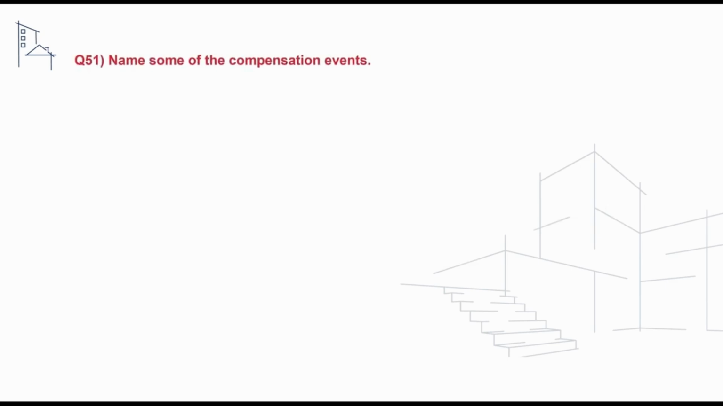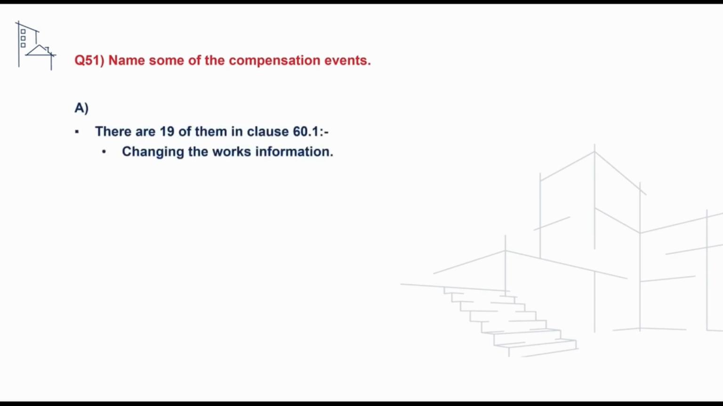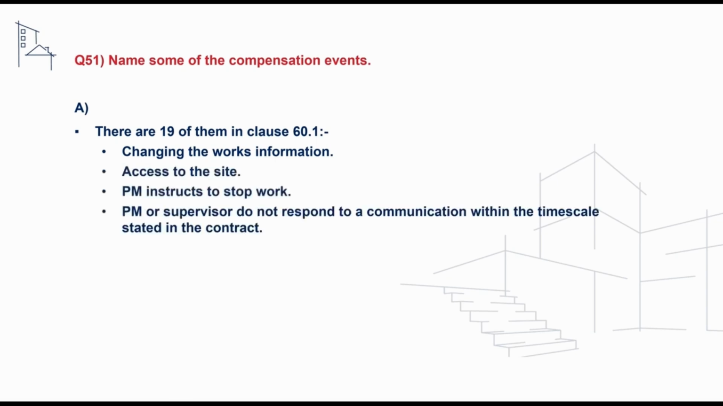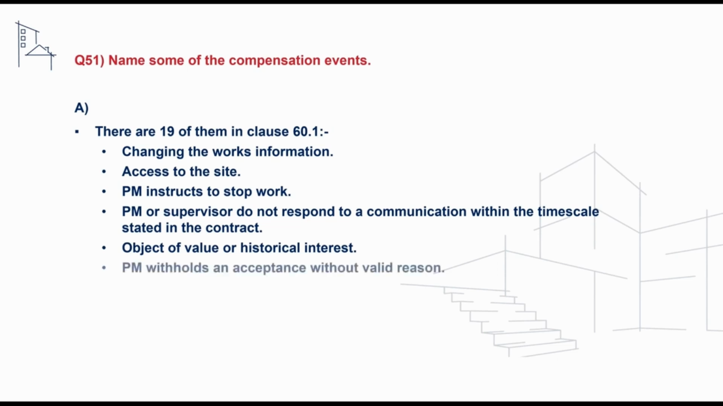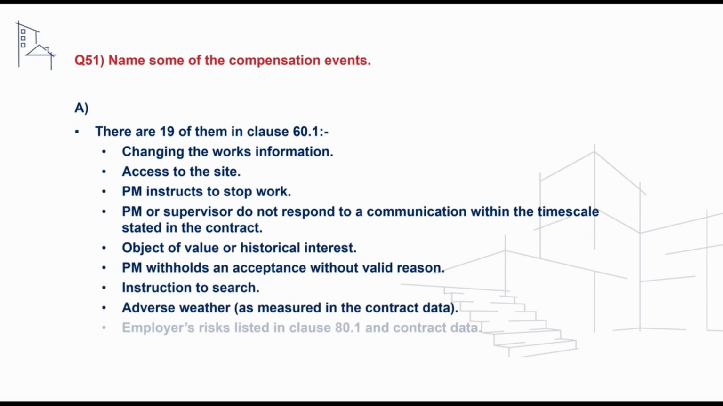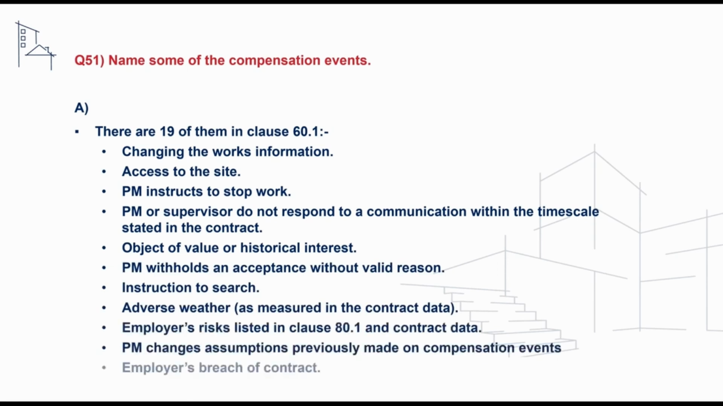We may receive a follow-on question to this asking us to name some of the compensation events, and whilst we won't read through this entire list, we could make reference to changing the works information, access to the site, discovery of an object of value or historical interest, an instruction to search, adverse weather, and an employer's breach of contract.